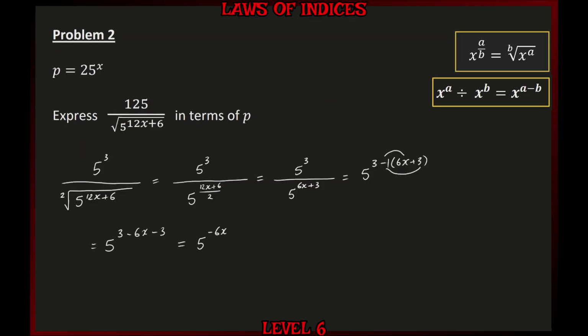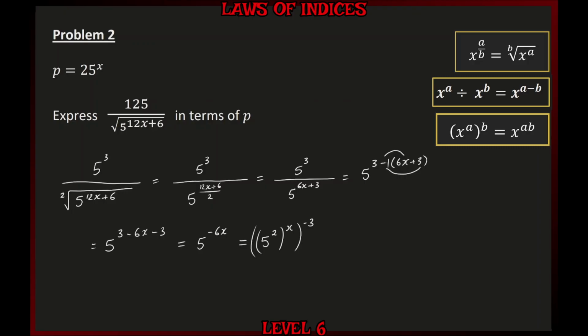Now, as mentioned at the start of the problem, in order to write this in terms of p, we need to write this in terms of 25 to the power of x. So we can use our power law in reverse to rewrite 5 to the power of minus 6x as 5 to the power of 2, to the power of x, to the power of minus 3. And this works because 2 times x is 2x, multiplied again by minus 3 gives us minus 6x, which is the power that we had on 5.